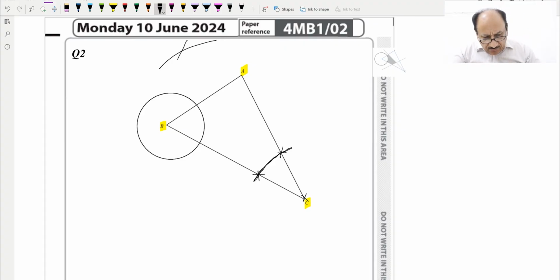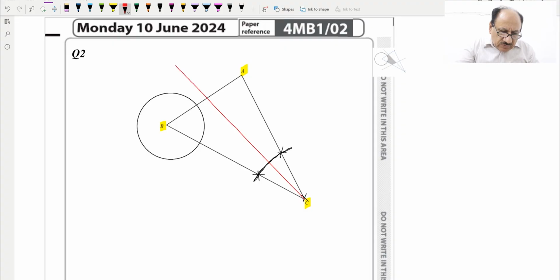Roughly I'm just drawing this one line, and you will have to show your arcs, and your arcs should be at this point roughly, which I have shown over here. So this is the perpendicular bisector of AC.